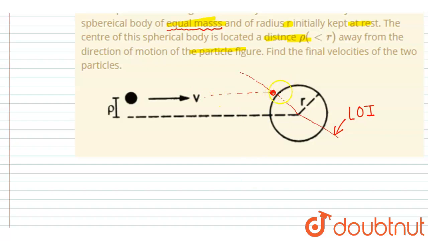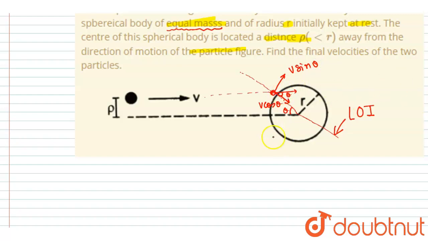So the velocity will have two components, one along the line of impact. Let's suppose I say this angle is theta. So the component along the line of impact will be v cos theta, and perpendicular to the line of impact is v sin theta, right? And this angle is theta, right?